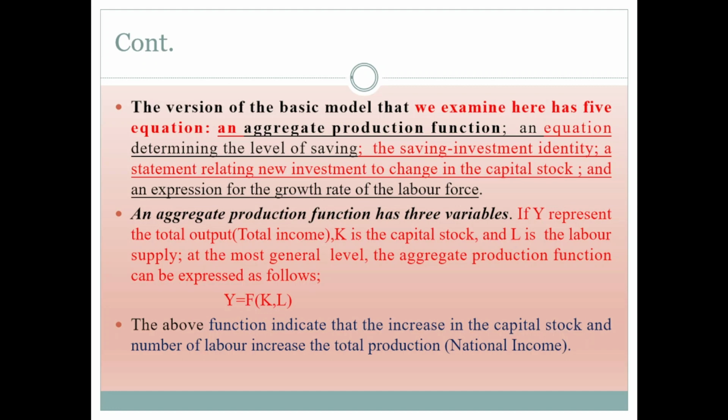Right, at the most general level the aggregate production function can be expressed as Y is equal to function of capital and labor. Right, capital and labor depend on amount. እነዚህ የቶታል አውትፑት is equal to the function of total capital and the labor supply. So the above function indicates that the increase in the capital stock and the number of labor increases total production, right? ወይም national income.